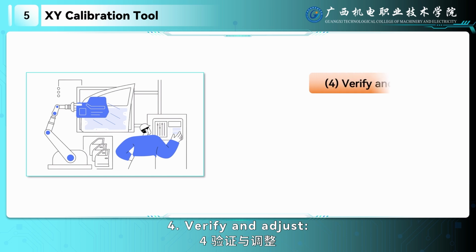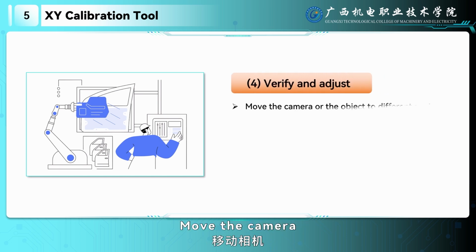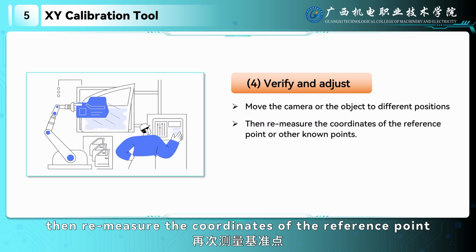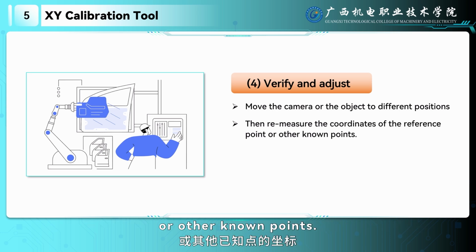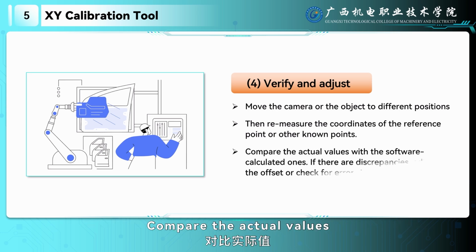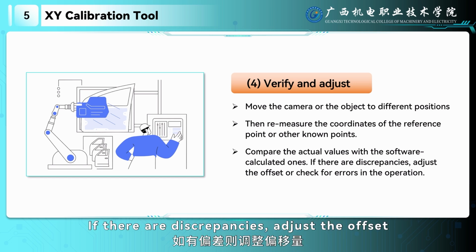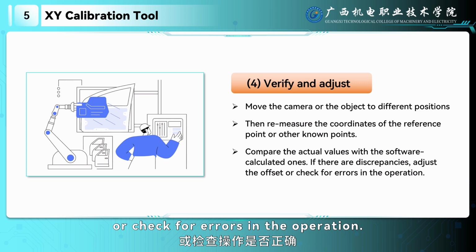4. Verify and adjust. Move the camera or the object to different positions, then remeasure the coordinates of the reference point or other known points. Compare the actual values with the software calculated ones. If there are discrepancies, adjust the offset or check for errors in the operation.